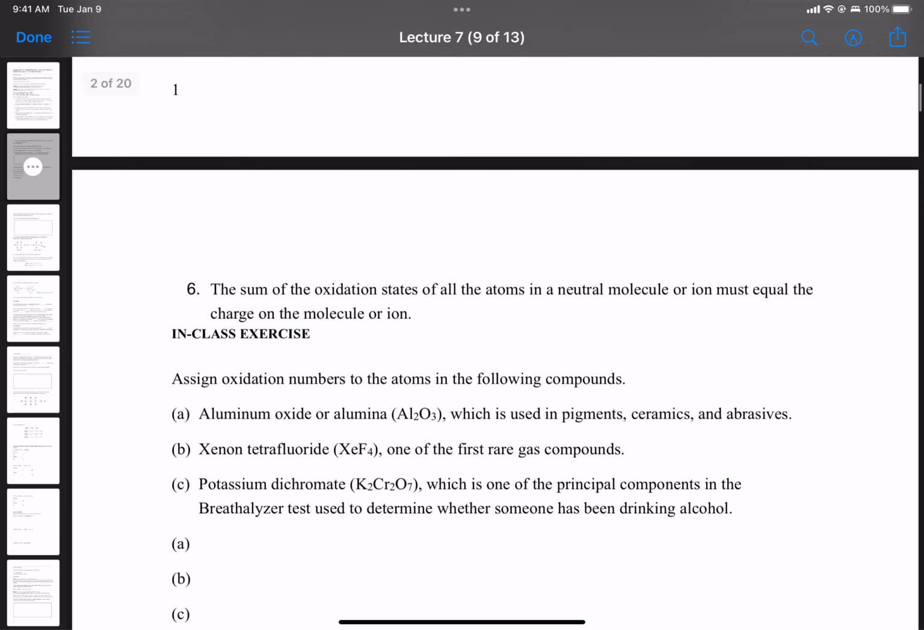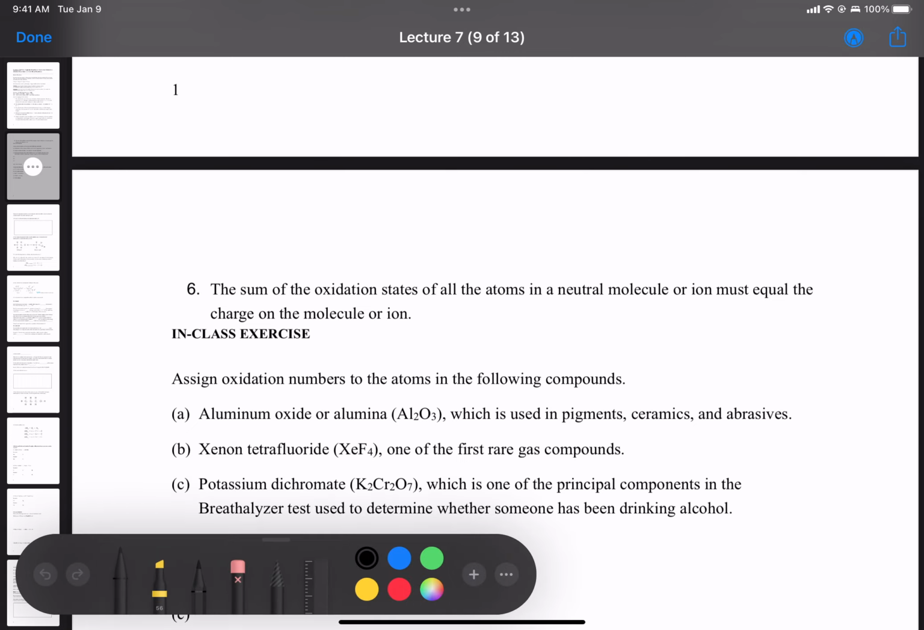All right, and lastly, the sum of the oxidation states of the atoms in a neutral molecule or ion must equal the charge on the molecule or ion. Okay, so for example, if I have nitrate, NO3 minus, the oxidation states of nitrogen and oxygen must equal the total charge of the nitrate ion, which is -1. Okay, so let's try some examples.